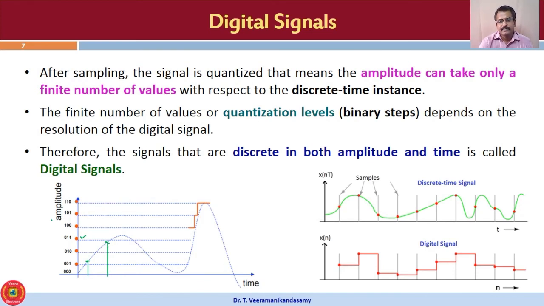Here you can see how we convert a discrete time signal into a digital signal. This is a discrete time signal. After quantization, we get the digital signal, in which the amplitude is also discrete with respect to discrete time.